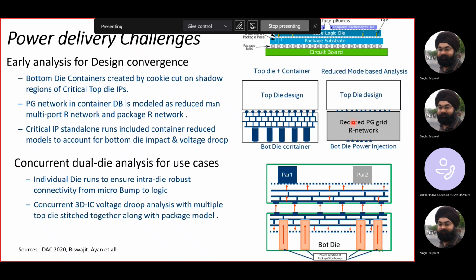Now, if you see some of the solutions, what you can do is the early analysis: create a model for each of the dies, test it concurrently at a very high level, and check that it caters to the needs of both dies. Earlier, in a monolithic die, I would allocate some 15 to 18% metal and I know my design will converge. Here that is not the case. You have to think about it and plan it up front.